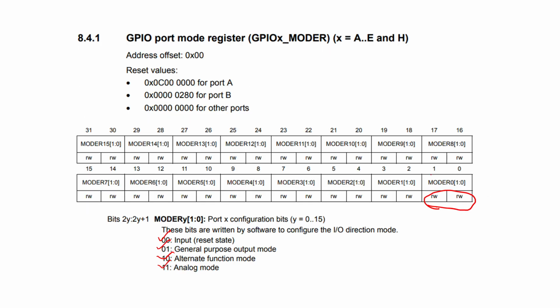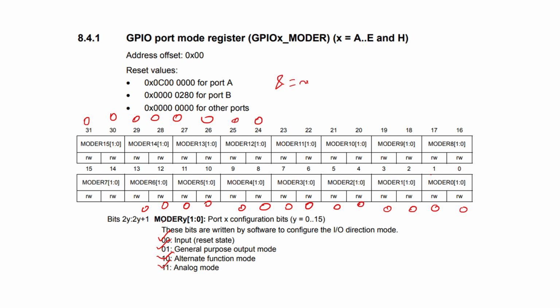Before configuring them as output or input, first we have to reset them. To reset them, our intention is just to fill them with zeros. So keep these as zeros. We are using PB0 to PB3 and also PB4 to PB6, so we need to keep all these as zeros, and then PB12 to PB15 we are also using.